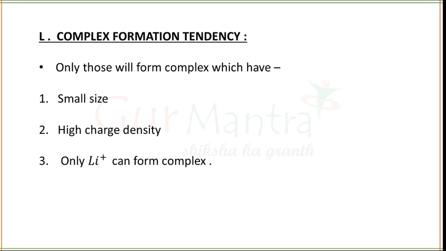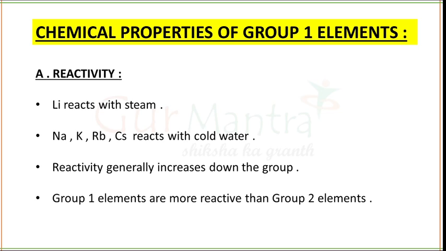Next is the complex formation tendency. Only those elements will form complexes which have small size and high charge density. In the case of group 1 elements, only lithium will form a complex due to its small size, and the rest of the alkali metals have very little tendency to form complex compounds.